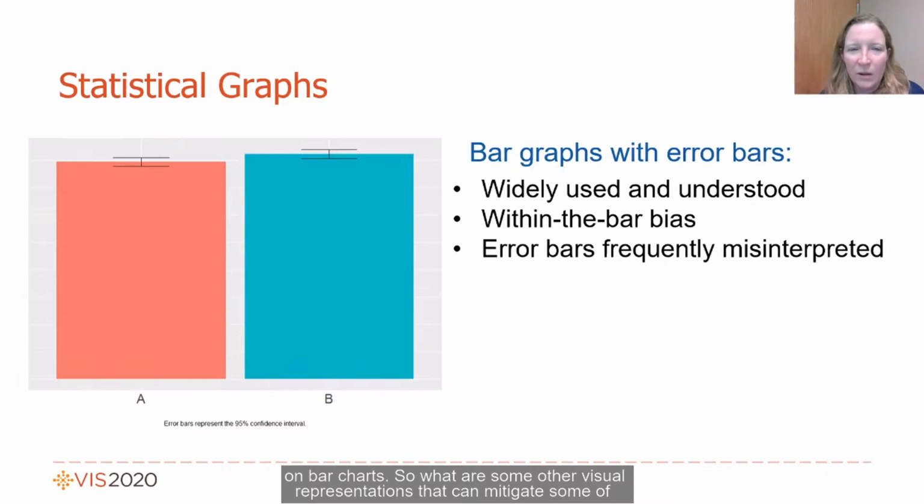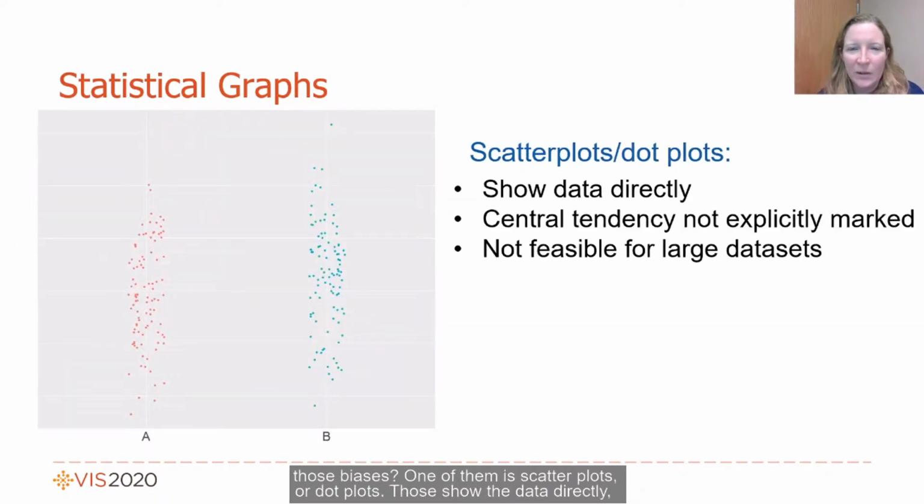So what are some other visual representations that can mitigate some of those biases? One of them is scatter plots or dot plots. Those show the data directly, so that reduces the opportunities for biases in interpretation. But the central tendency is not explicitly marked, so they might not provide good support for the task of comparing two data sets. They're also not feasible for large data sets as the number of dots grows too large.